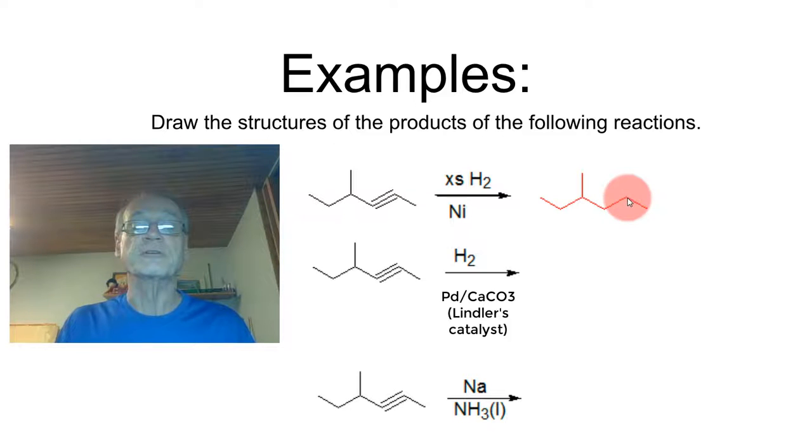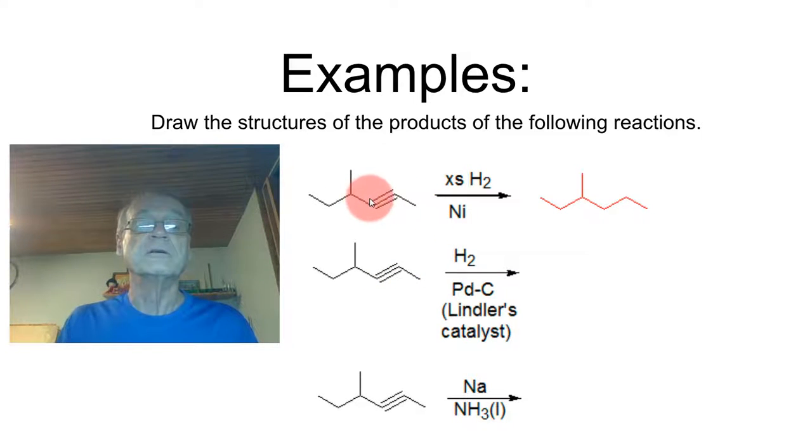Of course, there's 2 more hydrogens here and 2 more hydrogens here than there were to begin with. But again, with stick figures, you can't really see those hydrogens, but we know they're there. What if we took the triple bond molecule with hydrogen? Oh, by the way, this is 4-methyl 2-hexyne. So let's take 4-methyl 2-hexyne again, and this time react it with hydrogen and Lindlar's catalyst.